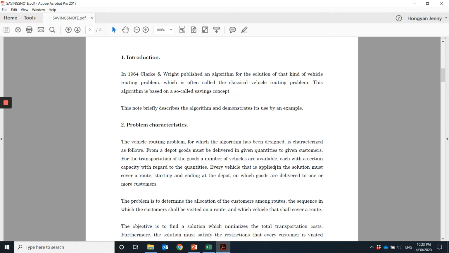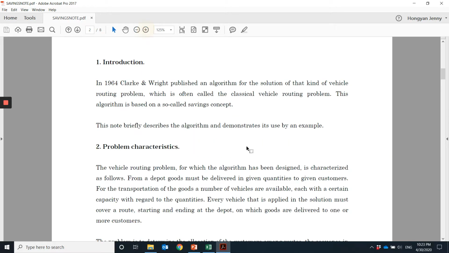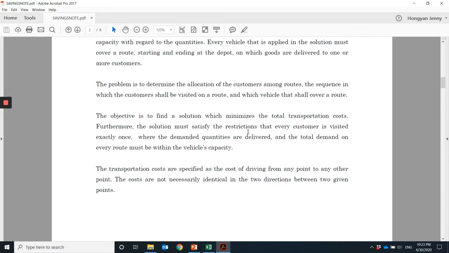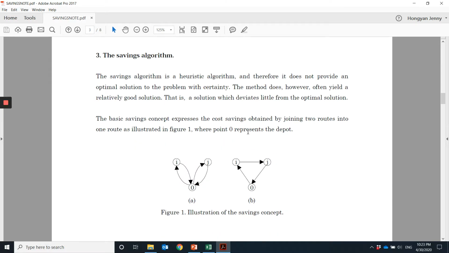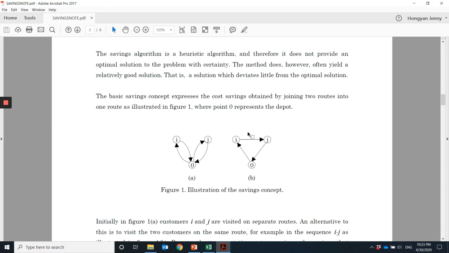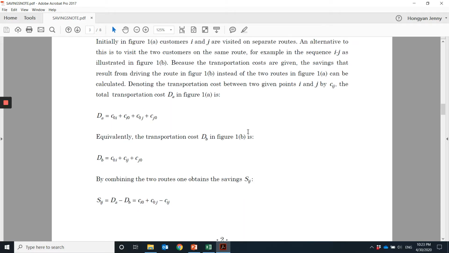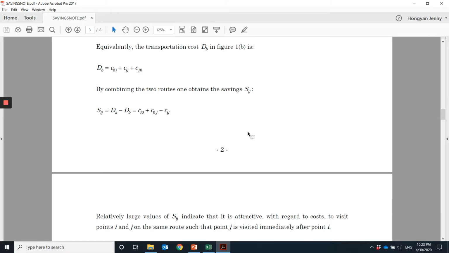In these notes, Jens actually described the problem and the algorithm at a very detailed level. So do go through the text and understand the algorithm. Then I will show you how I achieved this result, the solution based on this algorithm, for the numerical example.